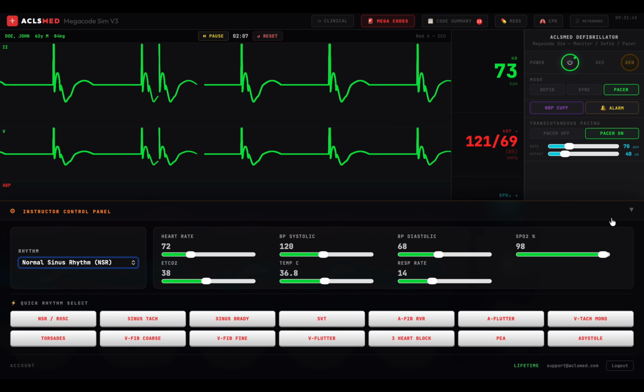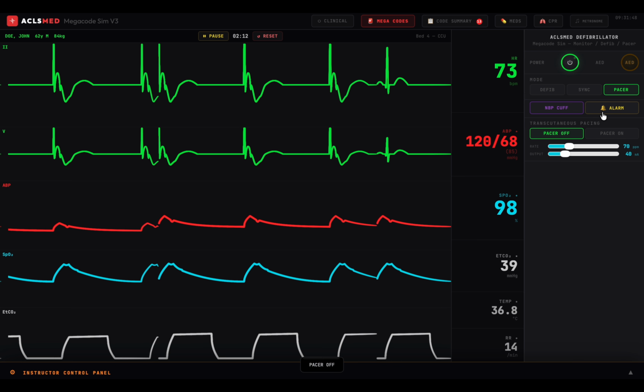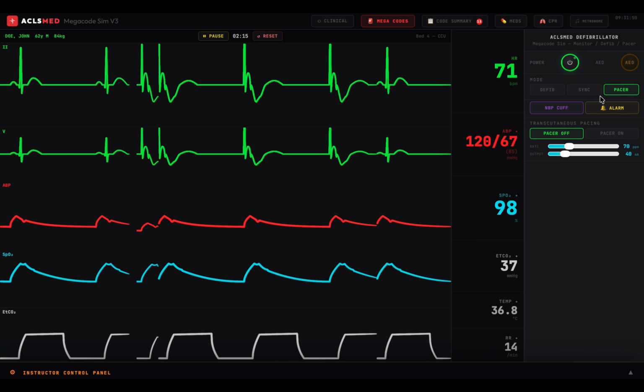Instructors or educators, you are our perfect candidates. You can control the entire simulation in real time, change the rhythm, drop the pressure, spike the heart rate.